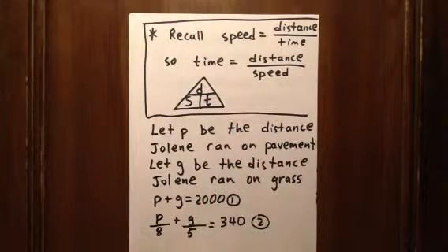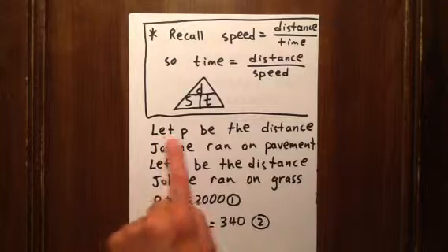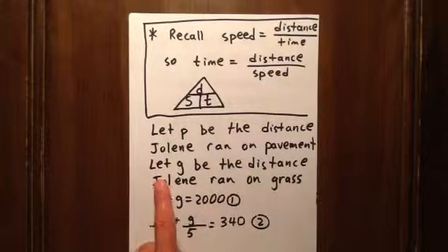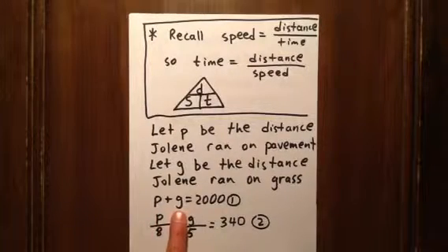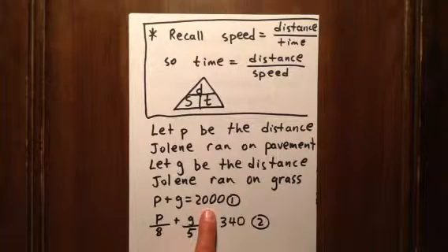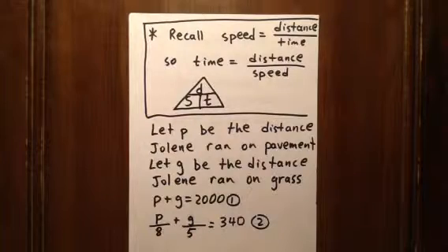So what we're going to do is make one equation based on distance. So we're going to let P be the distance Jolene ran on pavement and G be the distance Jolene ran on grass. Our first equation is going to be based on distance. The distance on pavement plus the distance on grass equals 2,000. The second one's a little tougher.